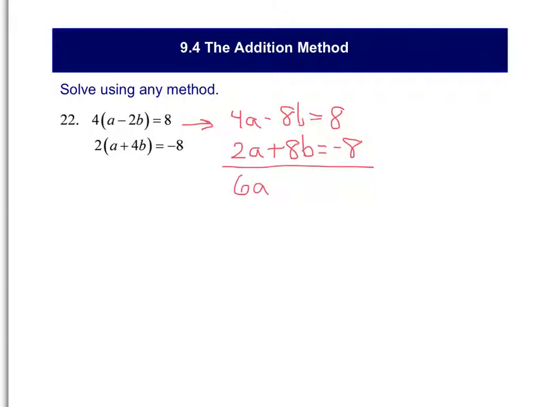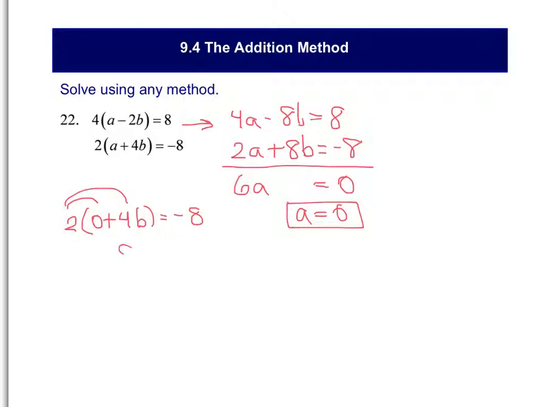So it's going to be 6a equals 0. Wow! So if I divide by 6, a equals 0. Well, that wasn't so bad. Now I pick one of the equations to substitute a in. I'll pick the second one. So 2 times 0 plus 4b is equal to negative 8. So of course 2 times 0 is just 0. 2 times 4b is 8b is equal to negative 8. So therefore b is equal to negative 1.